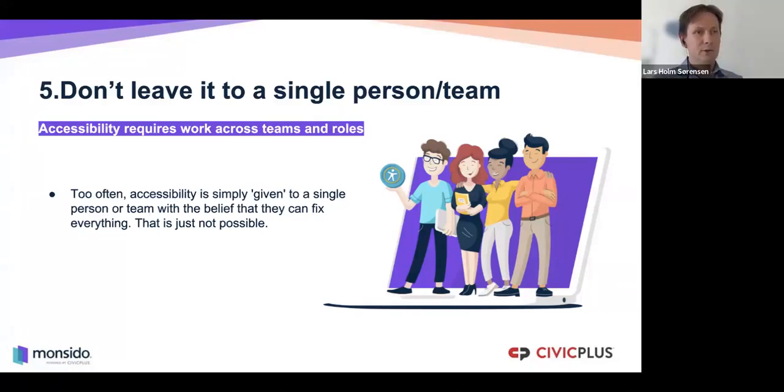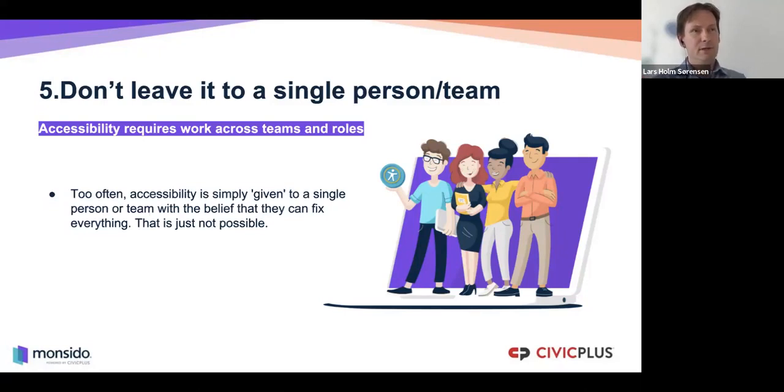And also the other way around, sometimes the responsibility is given to the design team, but they don't really have any control over how the front-end developers actually implement it in the code. So people need to talk together.